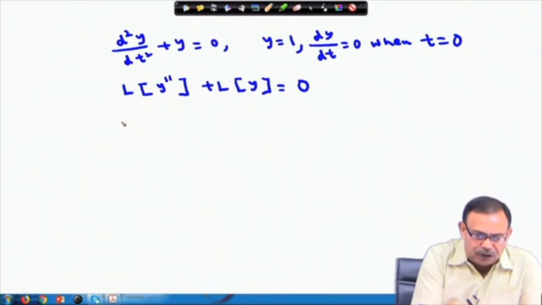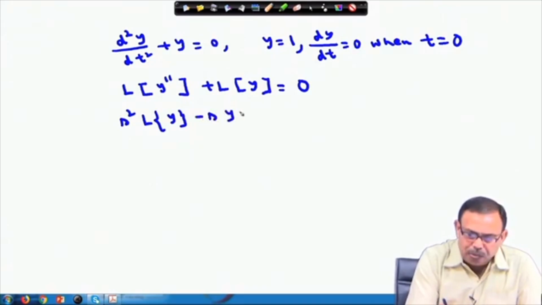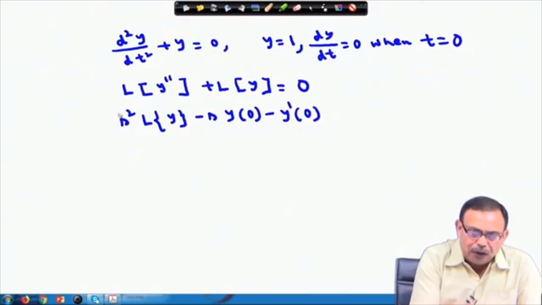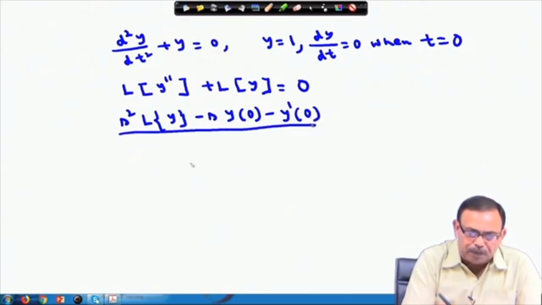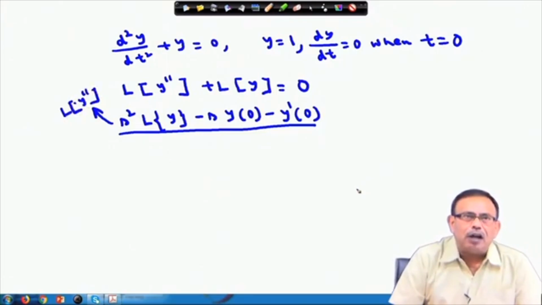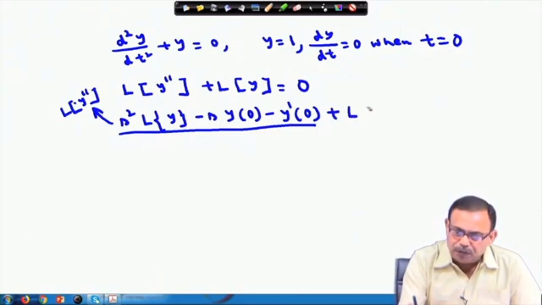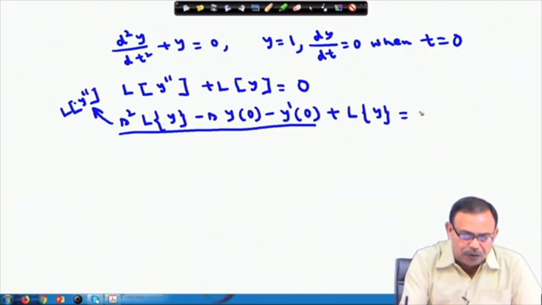The Laplace transform of y double dash is s square into the Laplace transform of y minus s into y(0) minus y dash(0). I know this from the formula, from the definition we have done earlier. So, Laplace transform of y double dash is s square Laplace transform of y minus s y(0) minus y dash(0), plus Laplace transform of y. This equals 0.